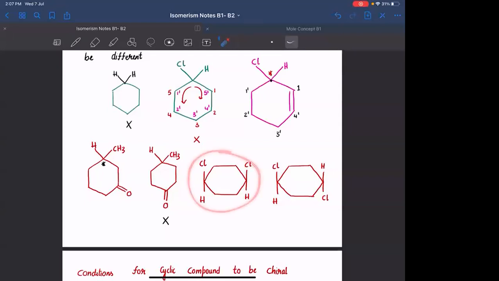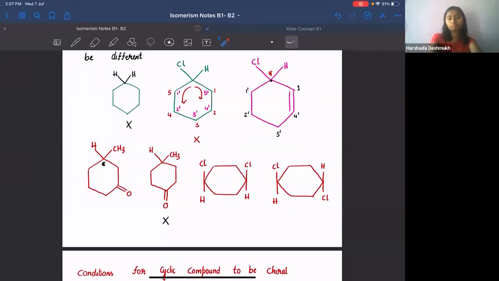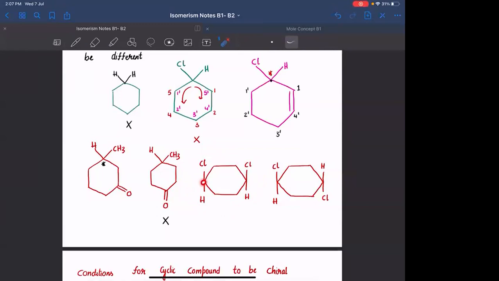In this, are there any chiral carbons? No, sir. You can check for this carbon and this carbon. दोनों कार्बन्स के लिए 1, 2, 3 थर्ड पोजीशन पे क्लोरीन है, 1, 2, 3 थर्ड पोजीशन पे क्लोरीन है. सिमिलरली इससे 1, 2, 3 क्लोरीन है, 1, 2, 3 क्लोरीन है. So you don't have any chiral carbon.